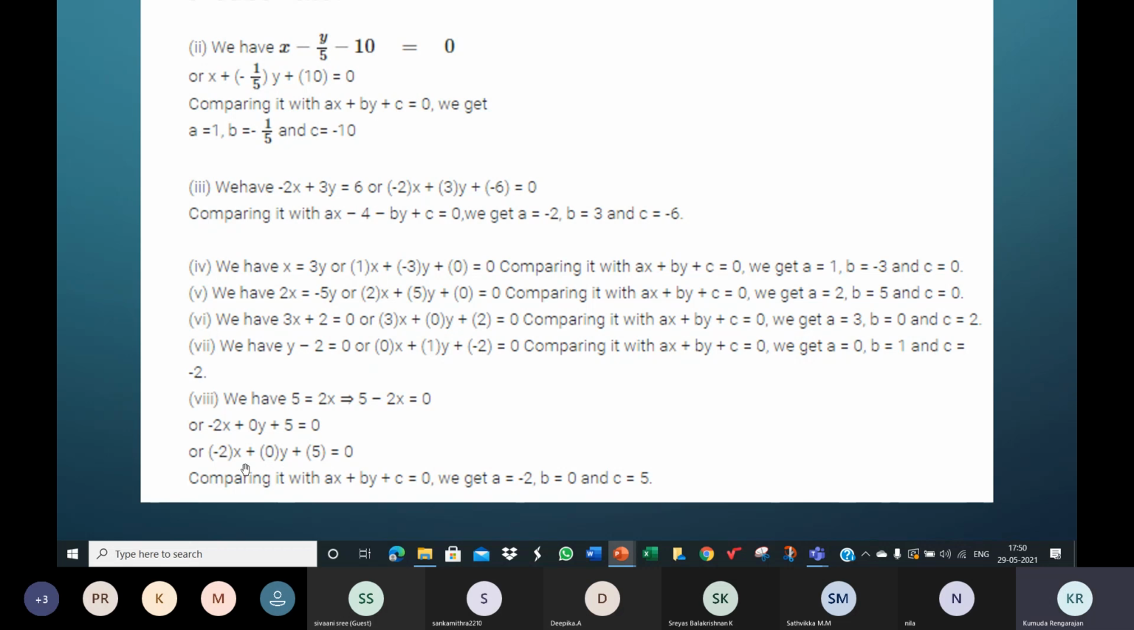You understand this step? Minus 2 into x plus 0 into y plus 5 is equal to 0. On comparing, we have a is minus 2, b is 0, and c is 5.